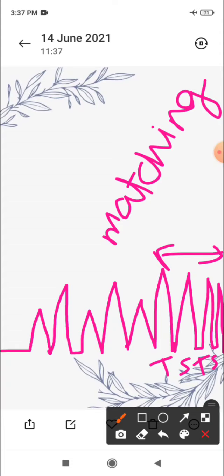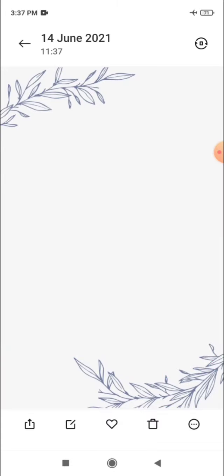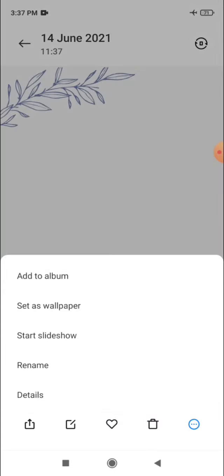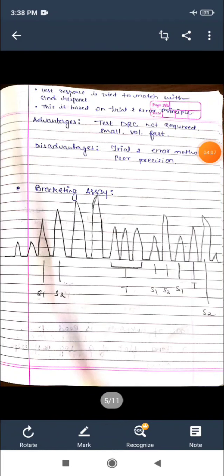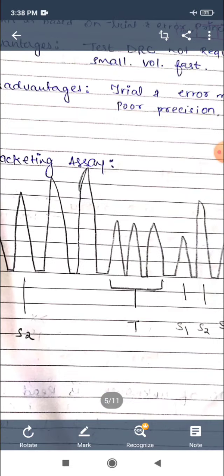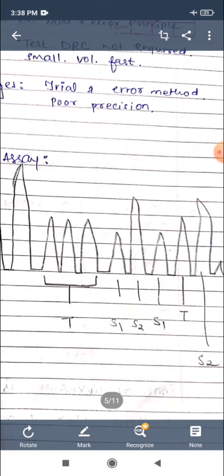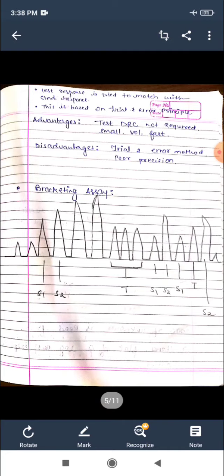At that point we can consider it as the matching method. And the bracketing method: this method is made use of when the test sample is small. The response due to the test substance is bracketed between the two responses, the greater and the smaller of the standard substance. So here in this graph you can see the test substance is small as compared to the standard. So we can say this is the bracketing method of bioassay.